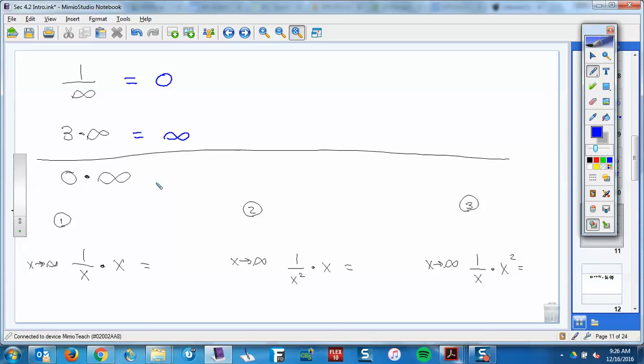Well, what you have is a battle. You have a really small number times a really big number, and there's a battle. Which one's winning? Sometimes a small number wins and it goes to 0. Sometimes a big number wins and it goes to infinity. And sometimes it's kind of a tie and you get a number. And what's the battle? It's how fast the little number is getting little versus how fast the big number is getting big. And that's where derivatives come in, ladies and gentlemen. Just felt like that.